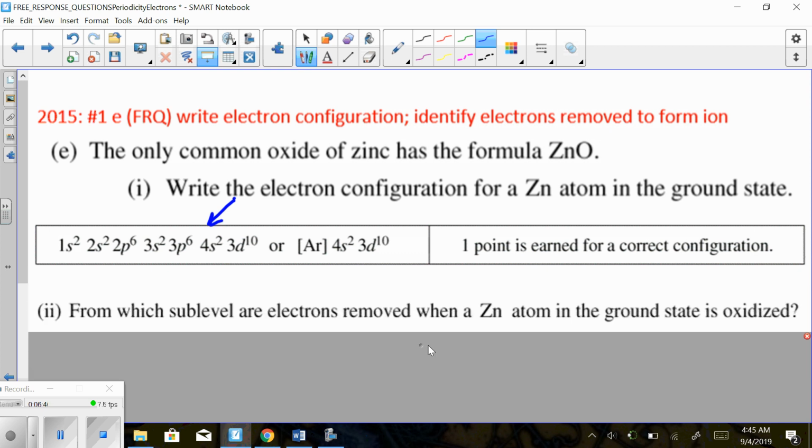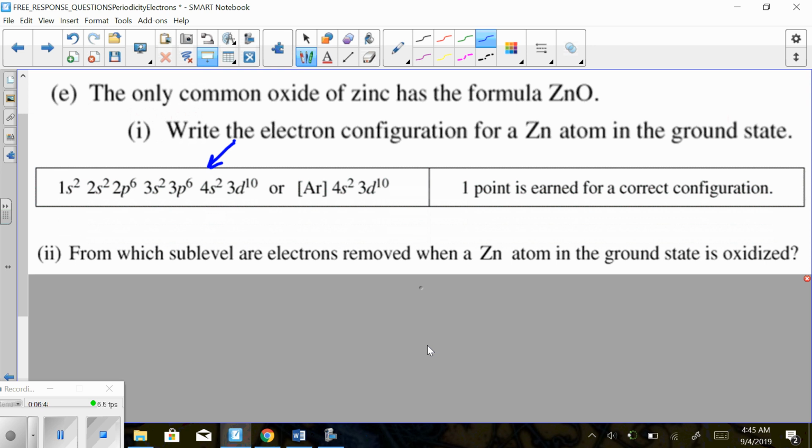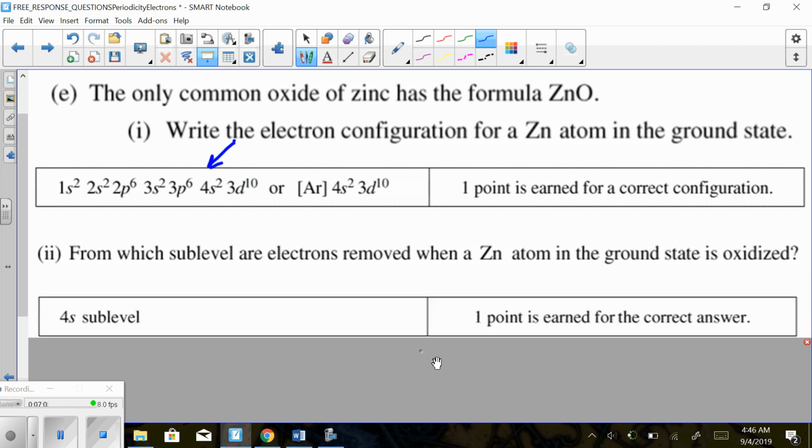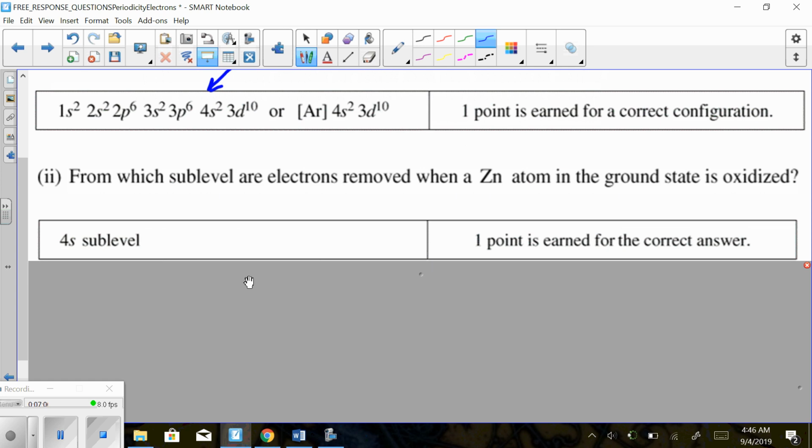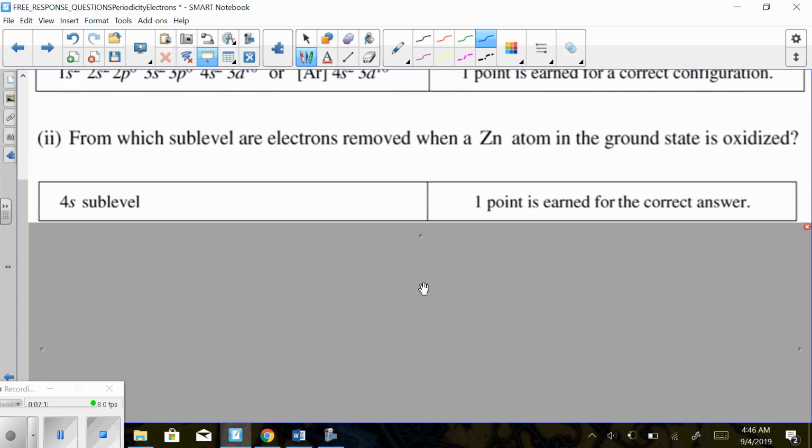The next part says, from which sublevel are electrons removed when a zinc atom in the ground state is oxidized? So when something is oxidized, it loses electrons. So we want to know, where does it lose electrons from? Which orbitals? If you look at zinc, it loses its electrons from its outer shell, the 4s2 electrons. Don't forget these 3d10 are inner electrons.